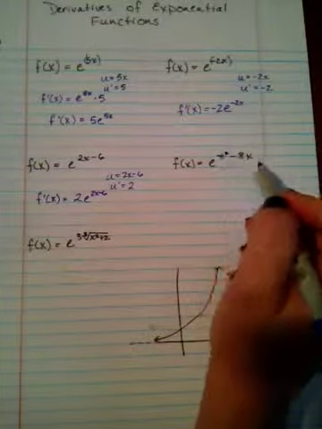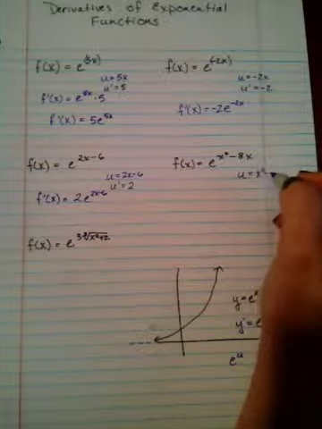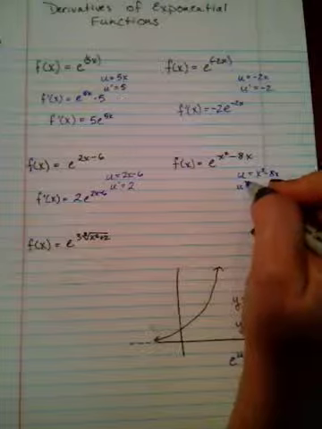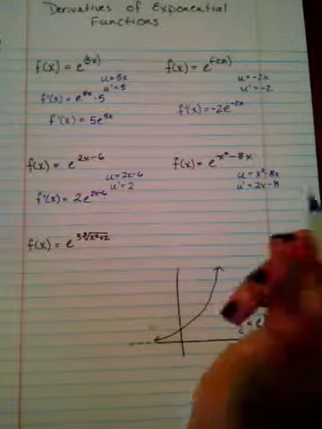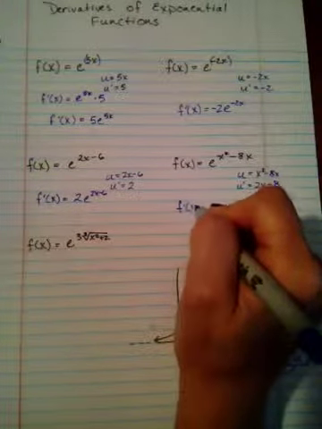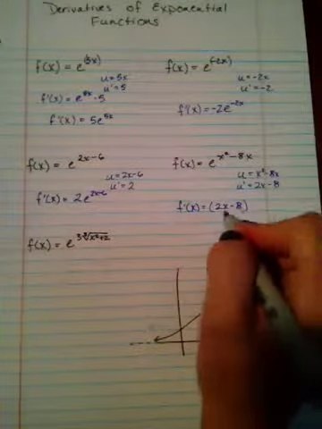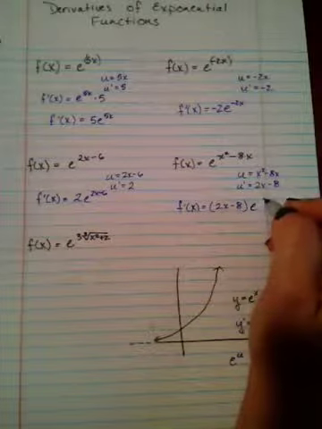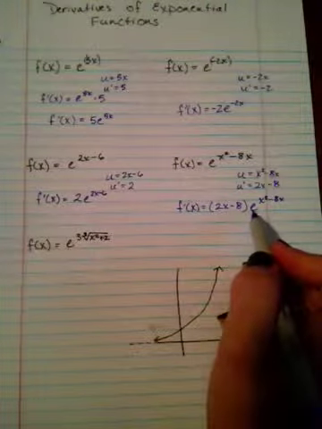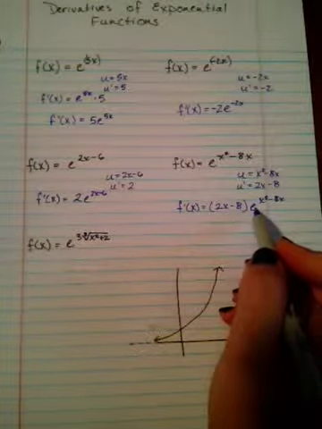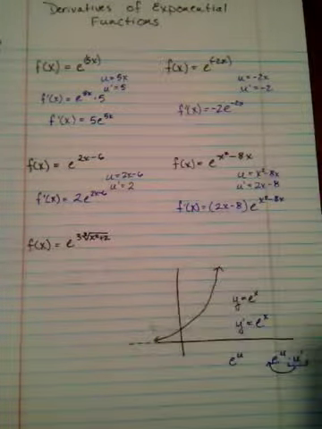If you have something that's not linear, then it doesn't change your method. u would equal x squared minus 8x. So my u prime will equal 2x minus 8, the derivative of my u. So for this function, f prime of x equals 2x minus 8, it needs to be in parentheses, times e to the u, x squared minus 8x. And it's in parentheses. If you leave the parentheses off, it'll look like you're just multiplying the e to the x squared minus 8x times the negative 8. So make sure that it's in the parentheses.